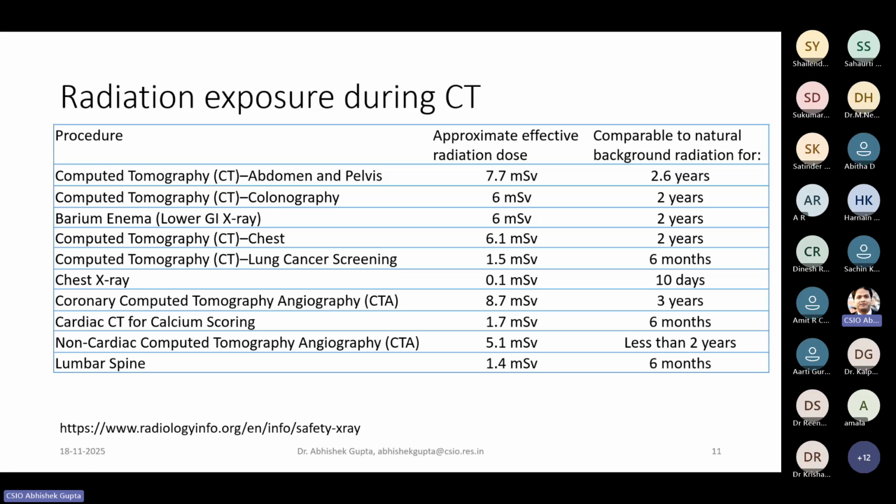For CVCT it is a little bit less, around 20 to 30 X-rays, right? The equivalent radiation taken from the background for a chest X-ray is in about 10 days. But in the case of CVCT or CT, the equivalent background radiation is around 2.6 years, right?